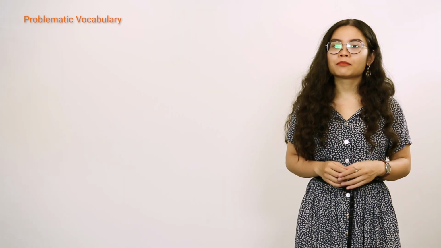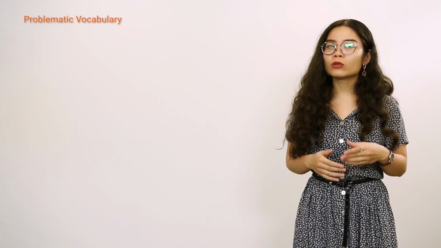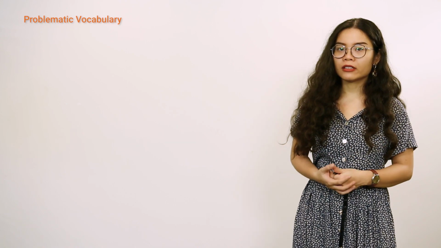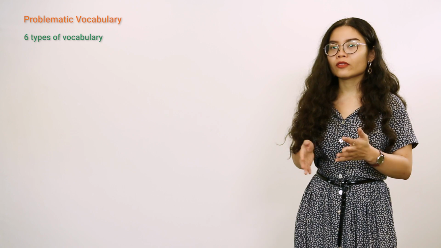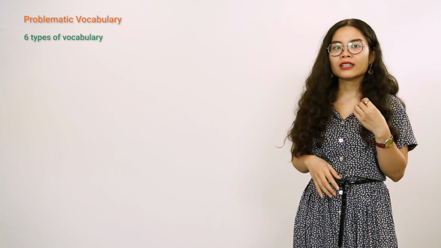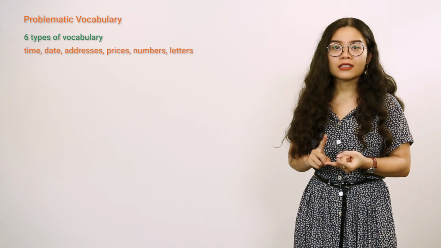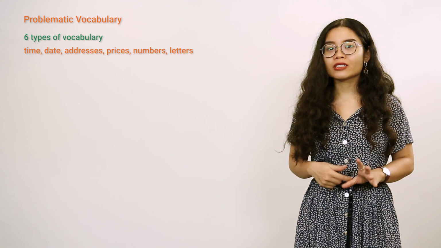Alright, next part is problematic vocabulary. So in this kind of question, you will listen to some common words and common vocabulary that you will encounter in this kind of question. So there are 6 types of vocabulary that you are going to listen to and get familiar with. Alright, so first one is time. Time, dates, addresses, prices, numbers, and letters.